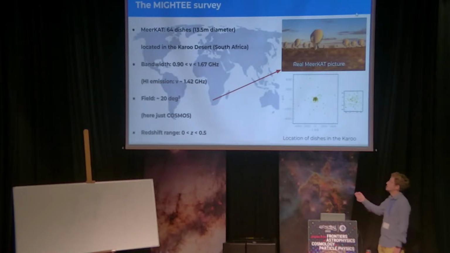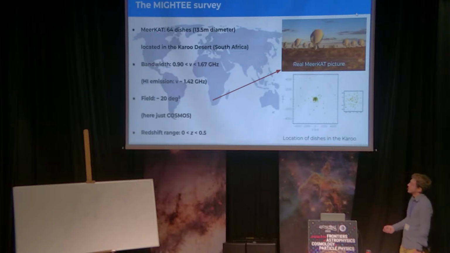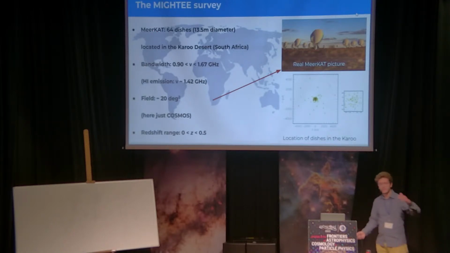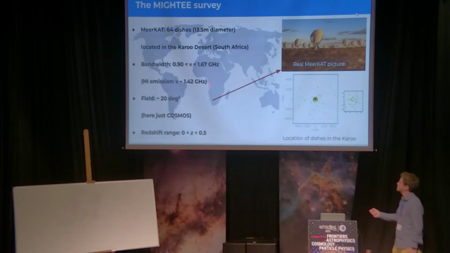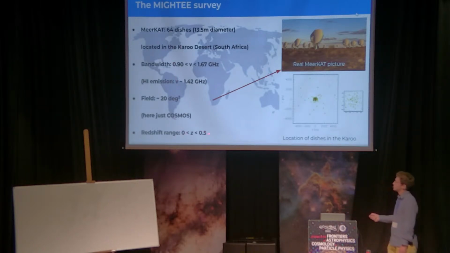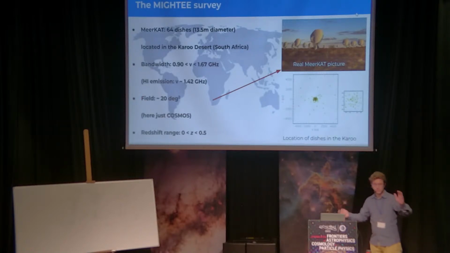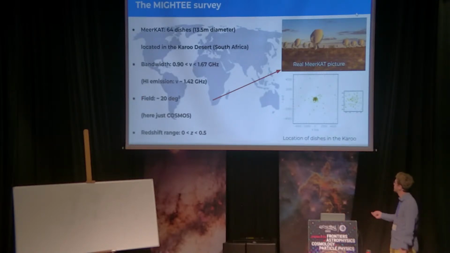The data I made use of come from the MIGHTEE survey, which was conducted with the MeerKAT telescope, which is the precursor of the SKA. It is made of 64 dishes, 13.5 meters across, located in the Karoo Desert in South Africa, and surveying the HI emission over this bandwidth, which corresponds in redshift from 0 to 0.5. Here we have observations over 2 square degrees, which is small for cosmology, but fair enough for galaxy evolution.